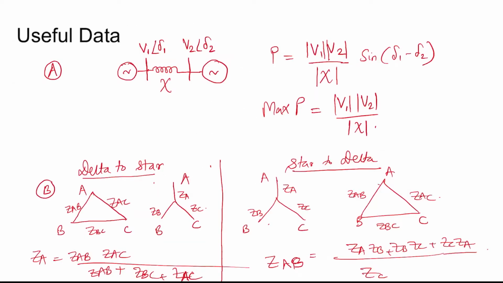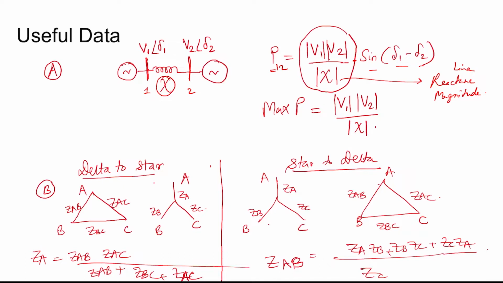For useful data, you need to know that between two buses of voltage magnitudes V1 angle delta 1 and V2 angle delta 2, with the line reactance magnitude being X, the active power transferred from bus 1 to 2 is given as |V1| times |V2| divided by the magnitude of the line reactance, into sine of the angle difference between the two bus voltage angles. So the maximum value of this power transfer is V1 V2 by X.